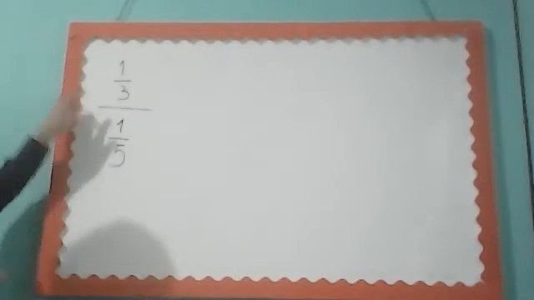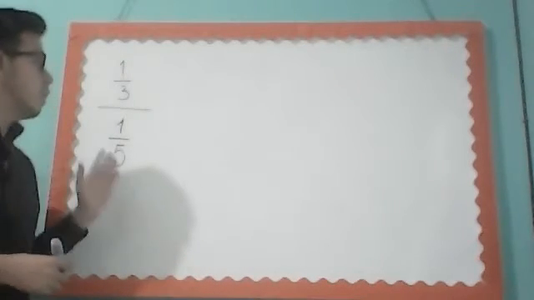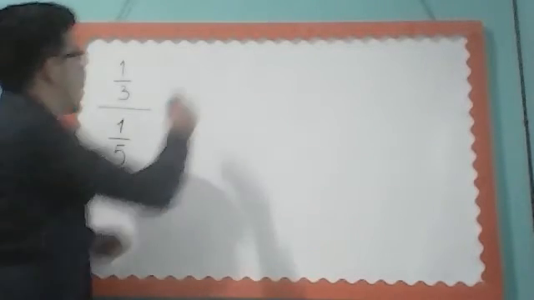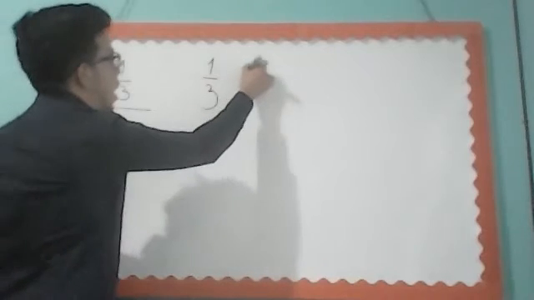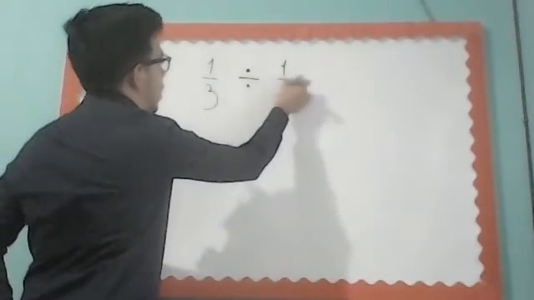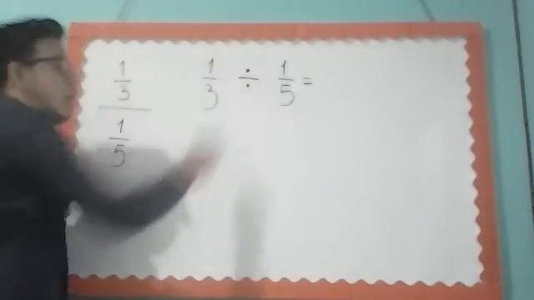Remember that I can change in this case. If I'm dividing 1/3 over 1/5, I'll show you two ways to solve this. Remember, the first way is to change the division like this. 1/3 divided by 1/5 equals, and later you change this into a multiplication.